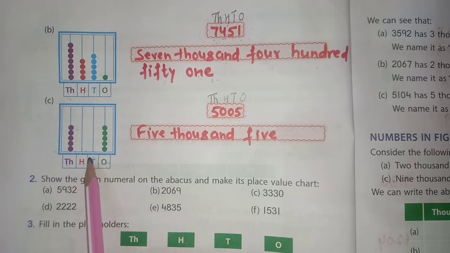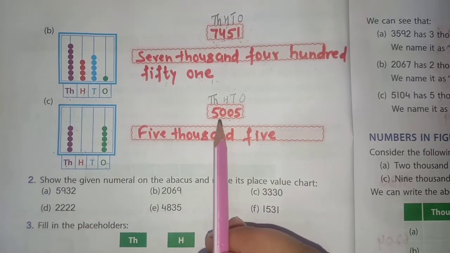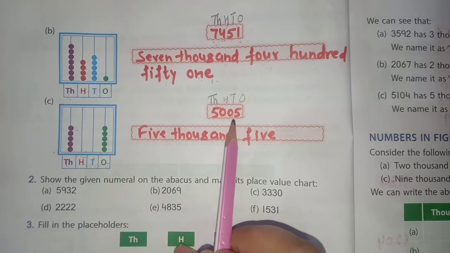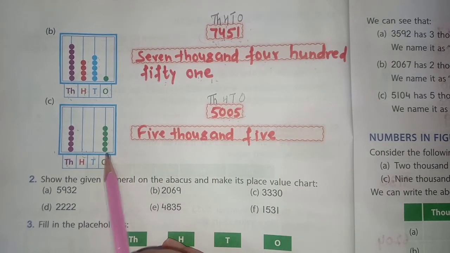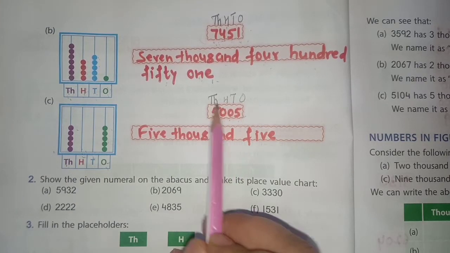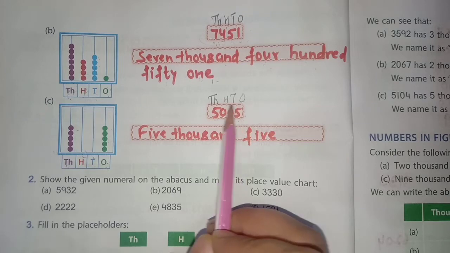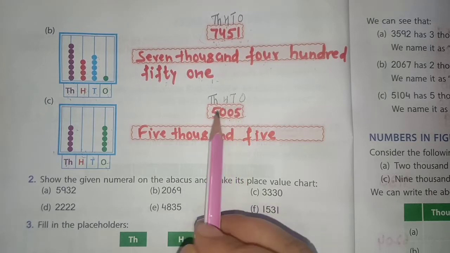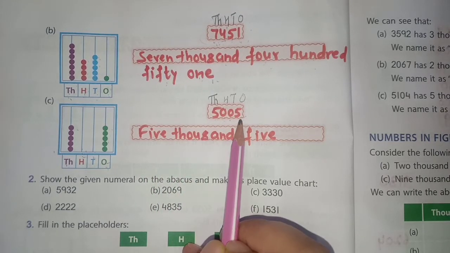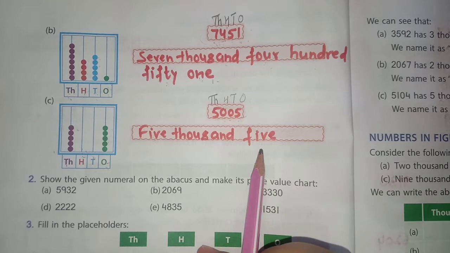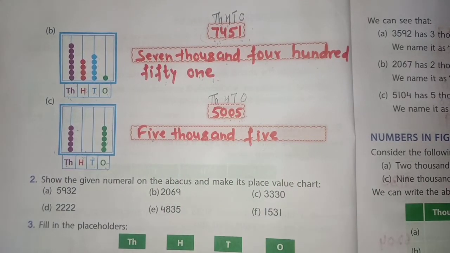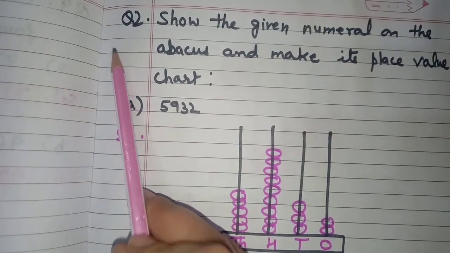Now part C. Now this abacus has 5 beads at thousands place and 5 beads at ones place, and in between there are no beads. So first of all we have to write 5, after that 0, then again we have to write 0, and then at ones place we have to write 5. So the number, or the numeral, is 5005. For reading the number you can write the places above it. So 5 is at thousands place, we have to write 5000, and then this 5 at ones place will be written as it is, means 5005.